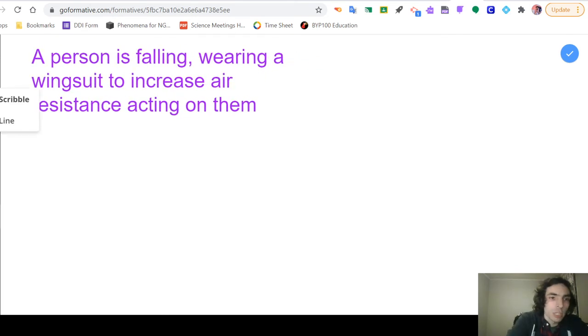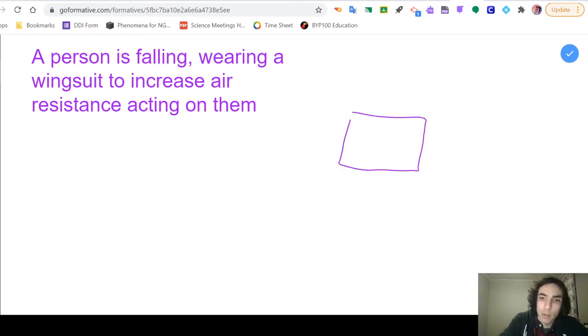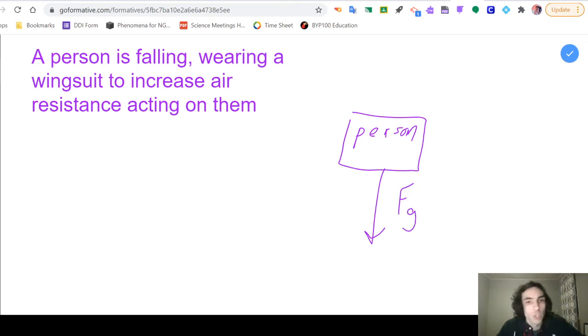So if a person is falling and they're wearing a wingsuit, we watched a video of this in class, to increase air resistance on them, which is a smart thing, that's like a parachute but on your clothing, let's draw a free body diagram on this person. So first thing, they definitely have the force of gravity acting on them, just as it acts on all of us, unless this person is skydiving in outer space, which would be pretty uninteresting and also dangerous.